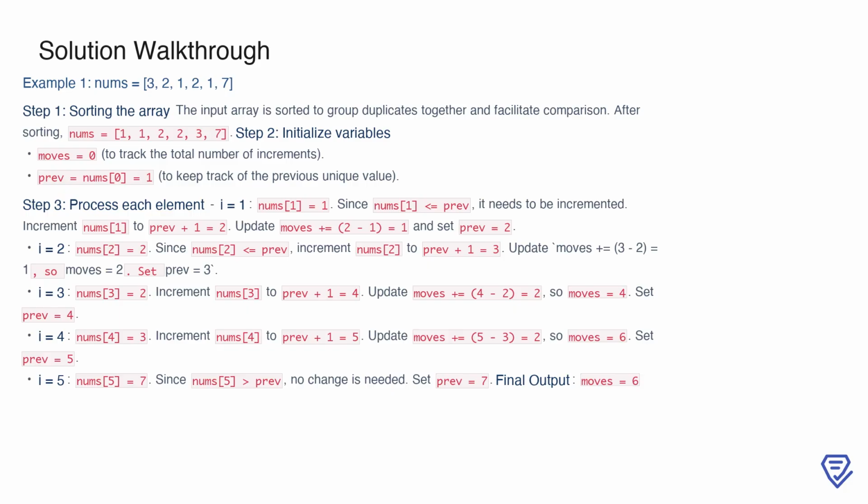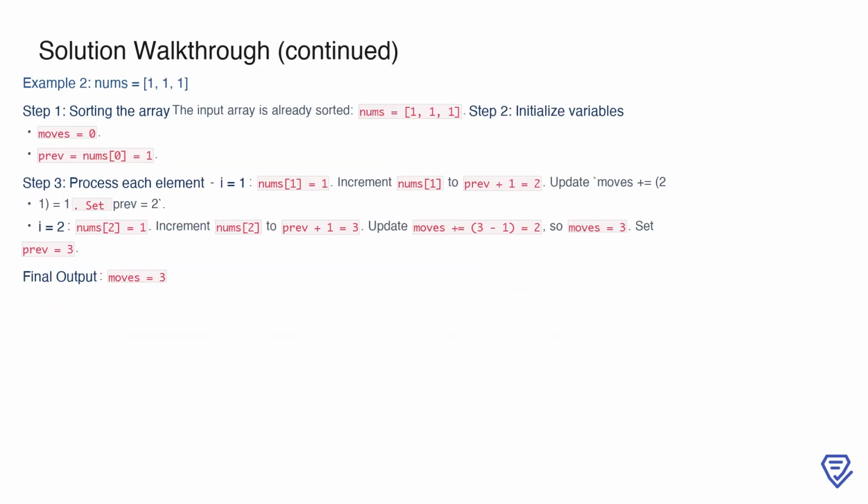Similarly, we handle the next elements, incrementing as necessary to ensure uniqueness. By the end of this process, the total moves required is 6, which is our result. In this case, the input array is 1, 1, 1. Since the array is already sorted, we can skip the sorting step and move directly to initializing our variables. We set moves to 0 and previous to the first element of the array, which is 1.